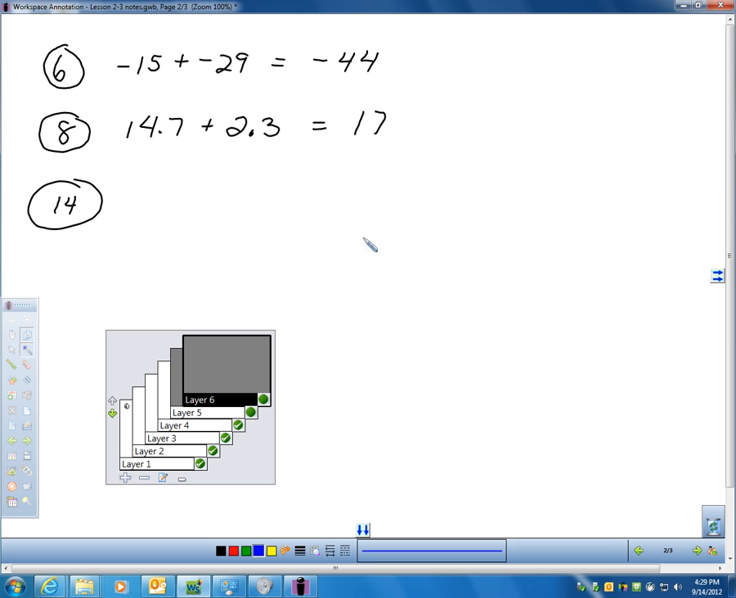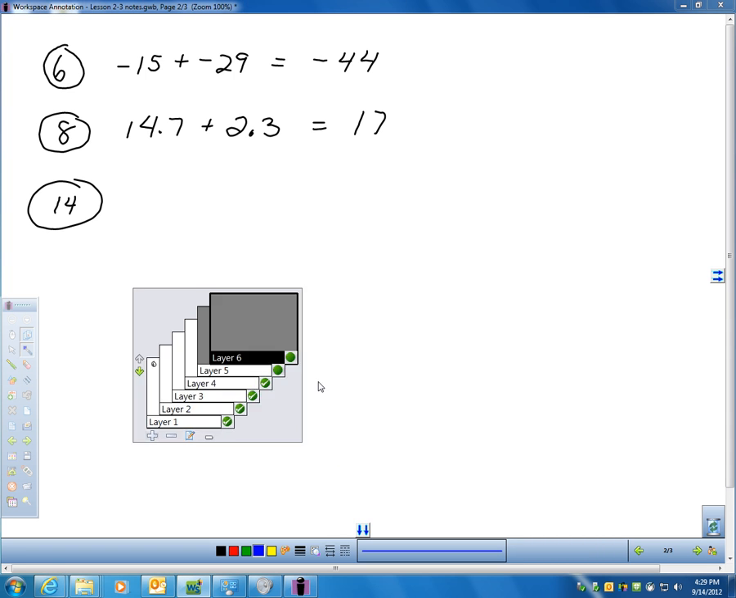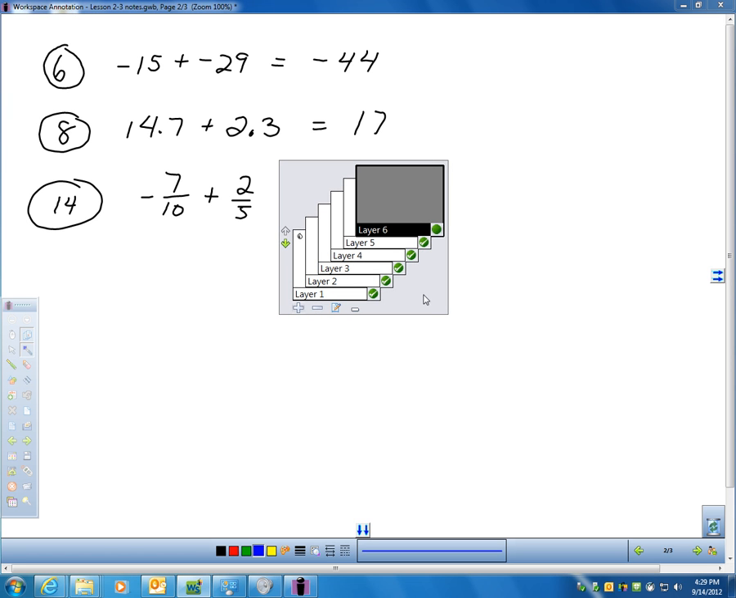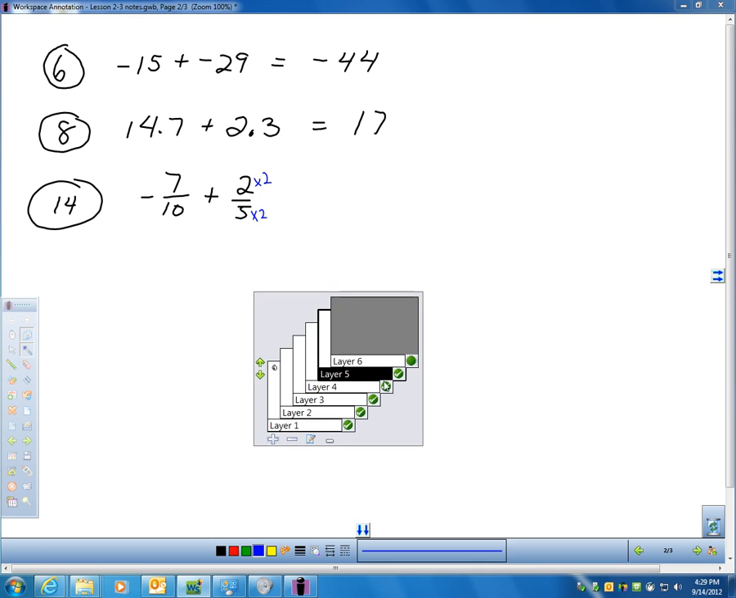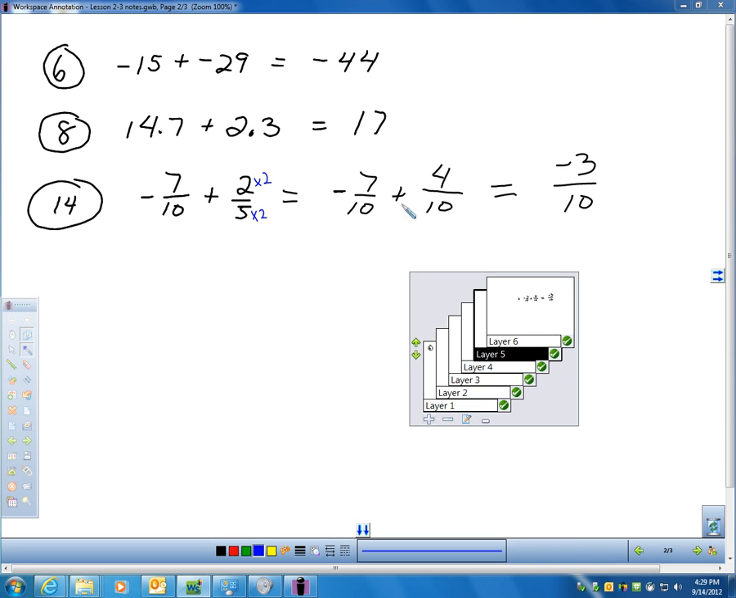Or in 14, negative 7 tenths minus negative 2 fifths. I'm not actually going to do that. I'm going to do negative 7 tenths plus 2 fifths. Of course, I've got to get a common denominator before I try adding. To get a common denominator, I know that 5 times 2 is 10. I can get a common denominator of 10 as long as I multiply down here by 2, but that means I've got to go up here and do the same, which would give me negative 7 tenths plus 4 tenths, and negative 7 plus 4 is negative 3. That's negative 3 tenths.